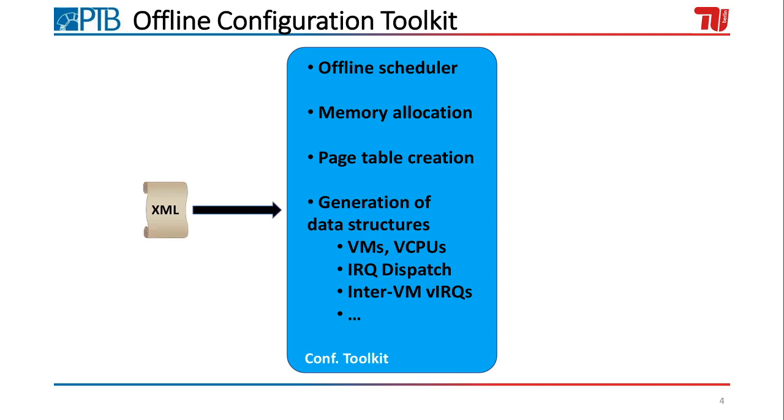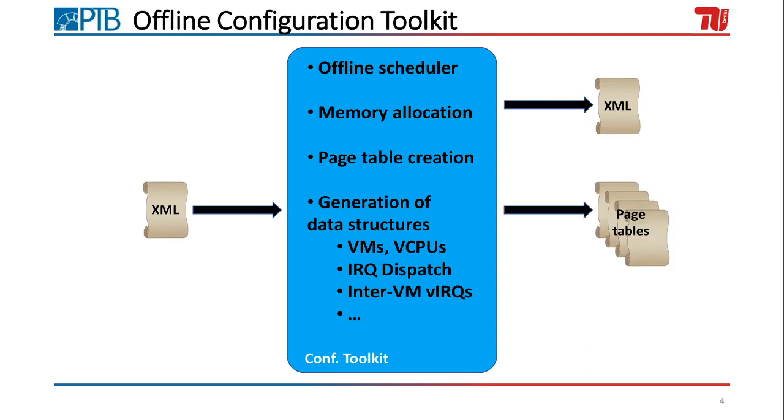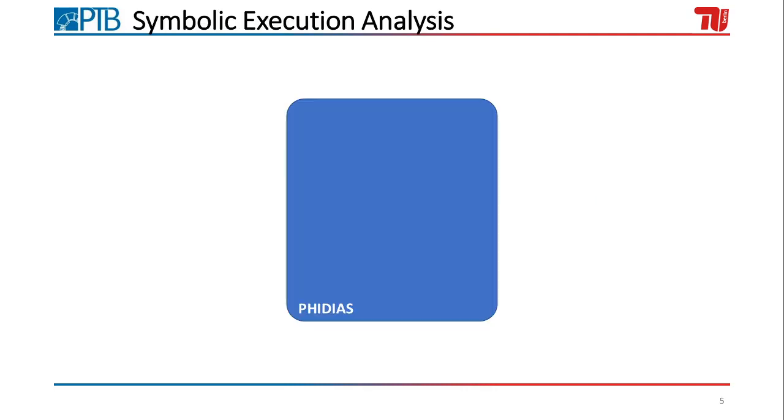So, and it looks like this. We get an XML as input. This is what a system integrator will write. And then the system will run. It creates an enhanced XML with all the address locations chosen, all the IRQ lines created, and so on. We get the binary page table data out and an ELF, which contains all the data structures, which is then linked directly into our statically configured hypervisor.